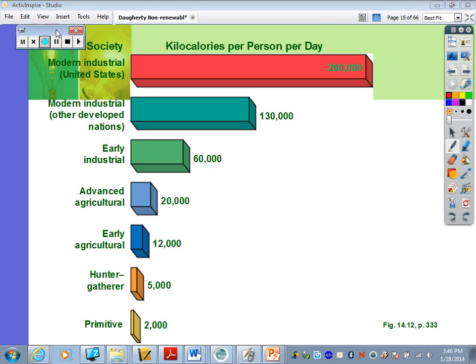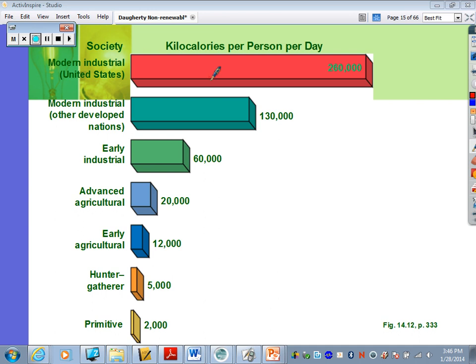This diagram is just showing us kilocalorie use per person per day during different time periods and in different types of countries. So here it's showing in a modern industrial country like the United States, we have a very high per capita energy usage. Okay, so 260,000 kilocalories. And this shows other developed nations might have more, like a little bit smaller than us. We are notorious for having one of the largest per capita energy uses of any country.